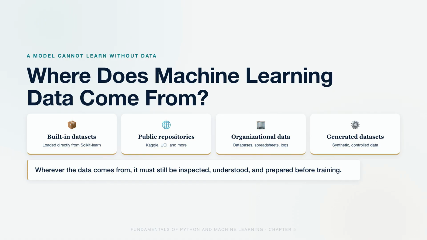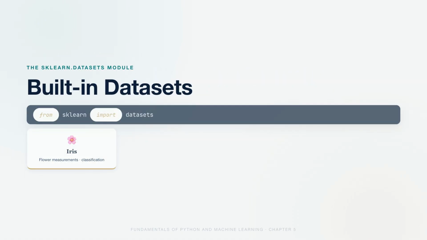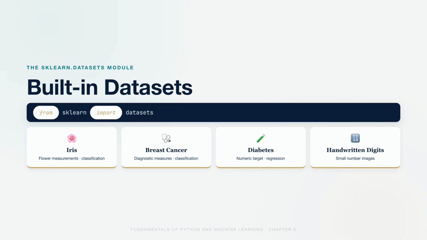The source of the data may vary, but the dataset must still be inspected, understood, and prepared before training a model. Scikit-learn provides several standard datasets through the scikit-learn datasets module. These datasets are commonly used for learning, demonstration, and comparison between algorithms.